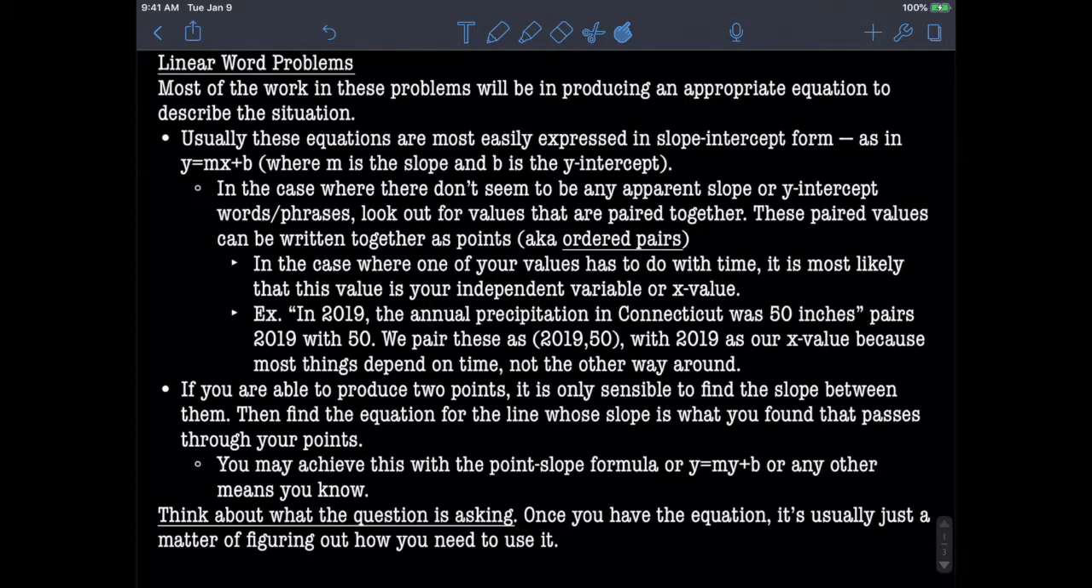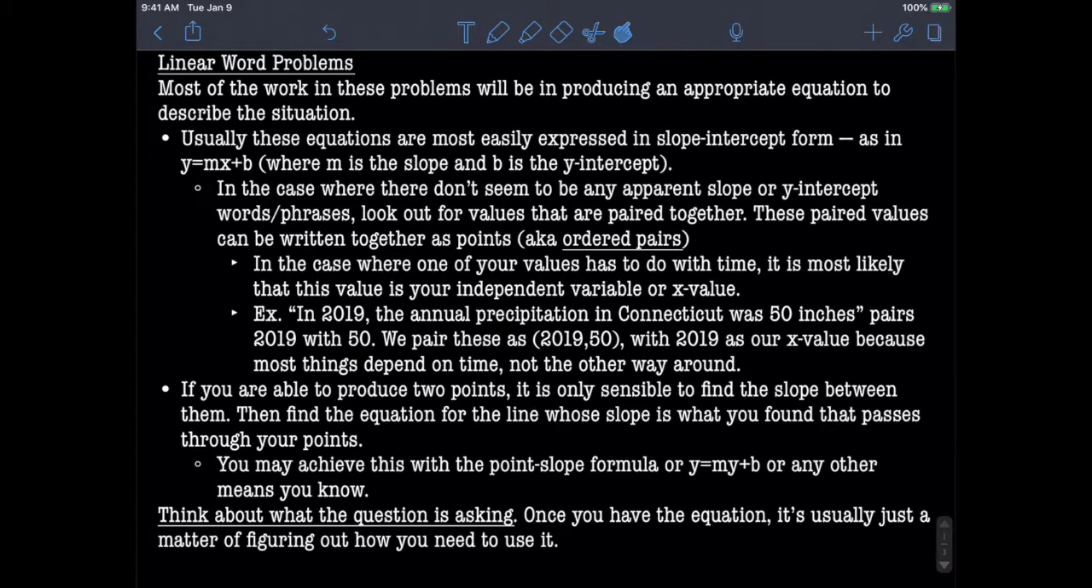You'll be able to make points when you have a couple of different values associated with each other, like in our example here. It says in 2019 the annual precipitation in Connecticut was 50 inches. Since 2019 and 50 are clearly associated with one another, we're going to go ahead and create the point (2019, 50). Here's a good note: anytime one of your values is a time value, let that be the x value, because most things depend on time and not the other way around.